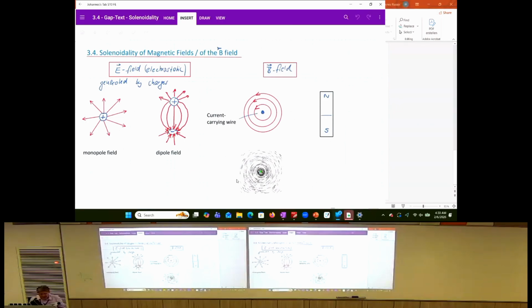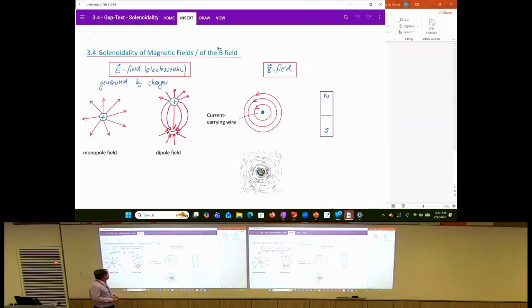And what you see here, that you have seen quite a few times already, on the left-hand side is the E field, which is generated by charges. We had the situation where we have a single plus charge, so all the field lines go out in radial direction, right? This is what you call a monopole field. Now, we had also a situation where you have a plus and a negative charge, and you have the field lines going from plus to minus. And this is a dipole field, because you have two poles.